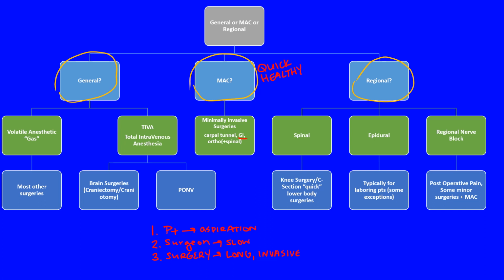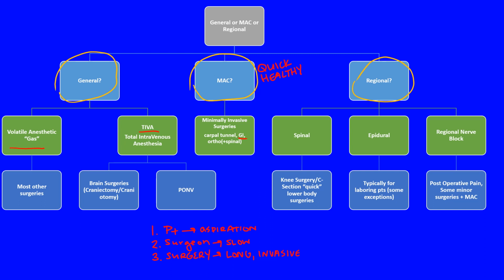Lastly, we have general anesthesia. General anesthesia means the patient is going all the way to sleep. This can be achieved either through volatile anesthetics, such as sevoflurane or isoflurane, or with intravenous anesthetics, such as propofol. How do you know which one to use? Well, typically, TIVAs are used in a few situations. Again, this is not an all-inclusive list, so keep that in mind.